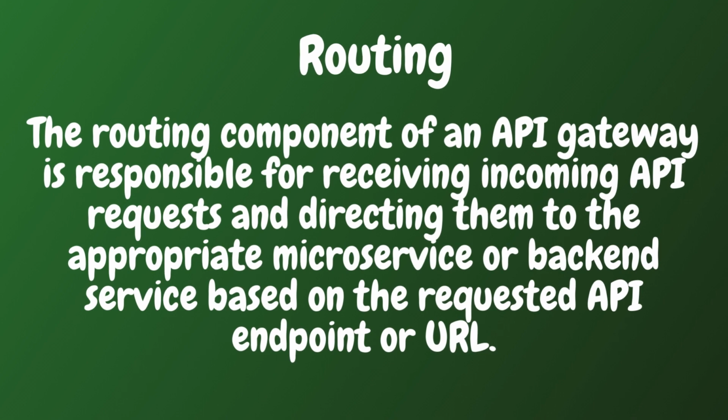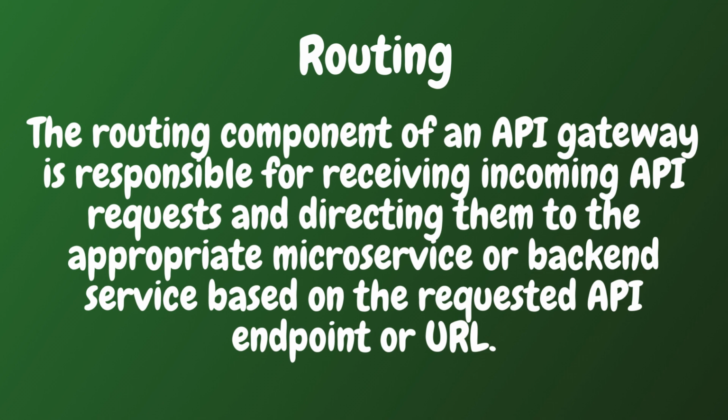The routing component of an API gateway is responsible for receiving incoming API requests. Basically, it acts as a load balancer, so it gets them and directs them to the appropriate microservice. It will route the request to the appropriate backend. Basically, you have contexts like app 1, app 2, app 3, or DB1, DB2, so it has to route each request to the proper microservice.